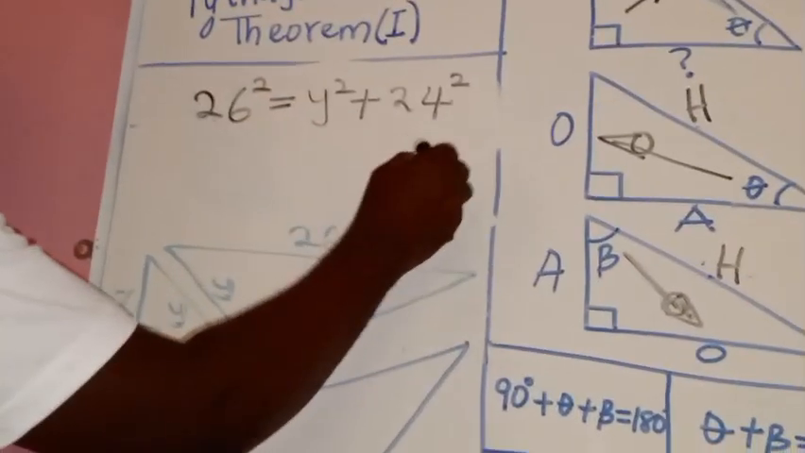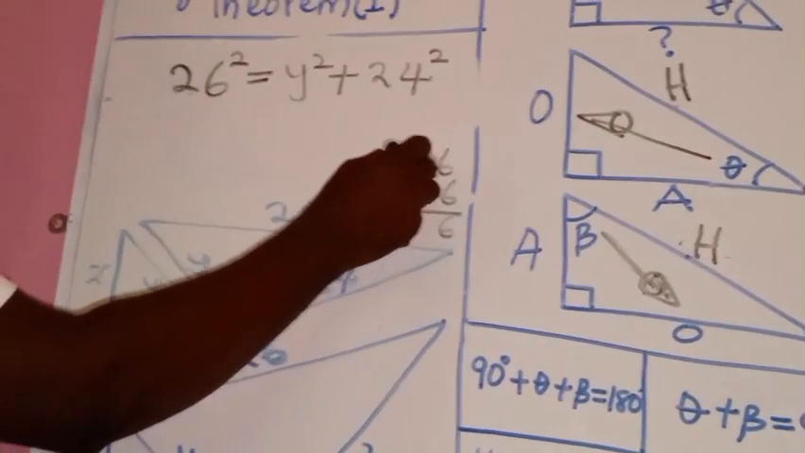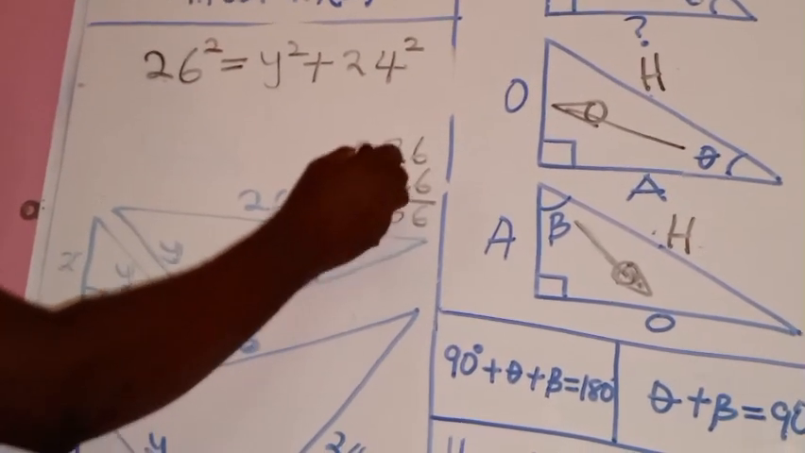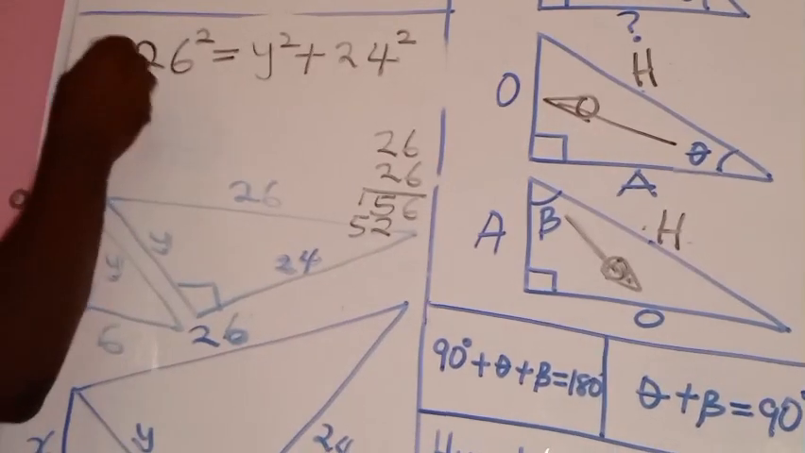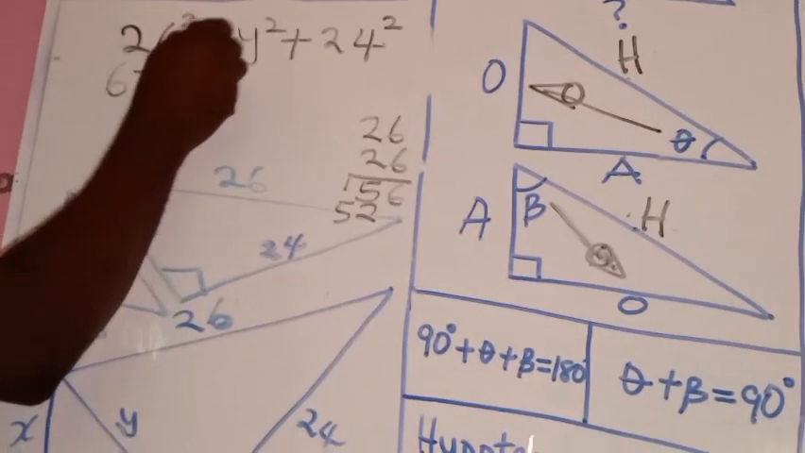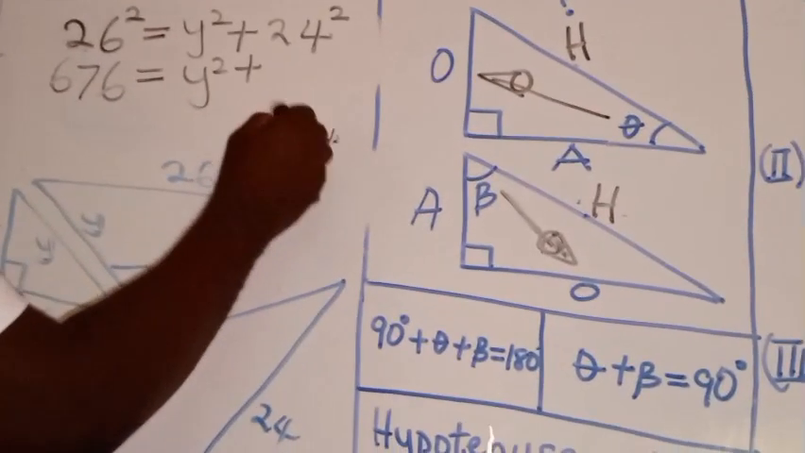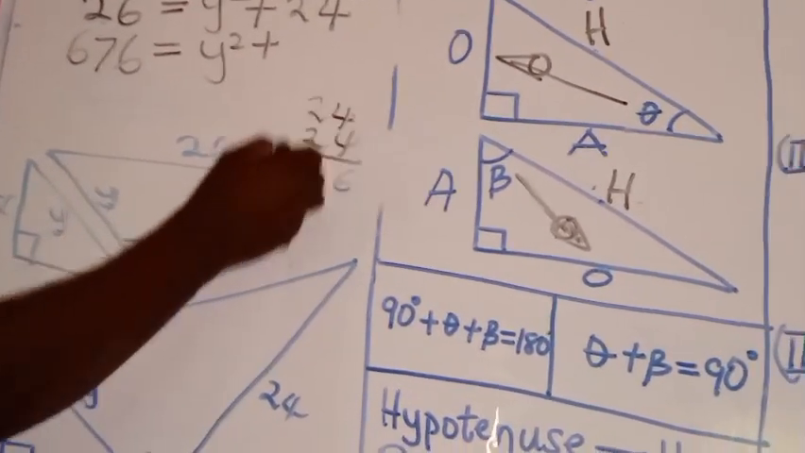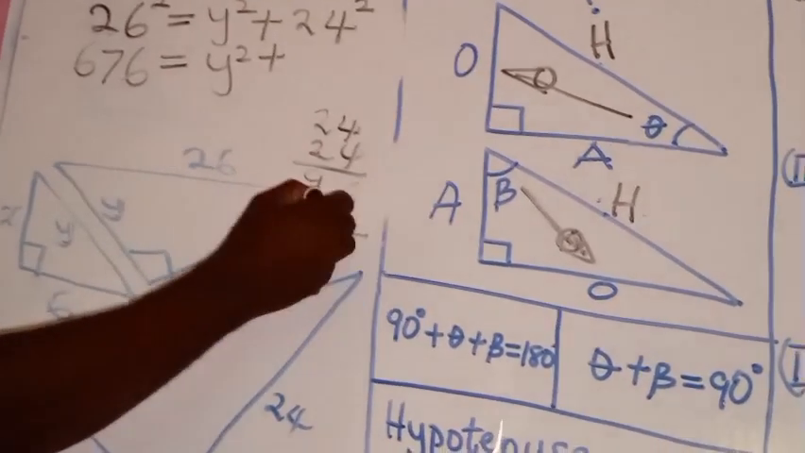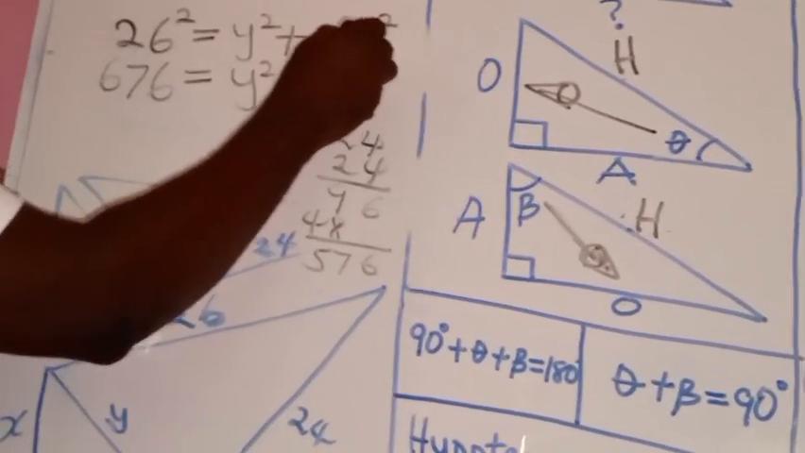So what is 26 times 26? You multiply it out here and you try to get that. That gives 676. Equals y squared plus, what is 24 squared? 24 squared is 24 times 24. 4 times 4 is 16. 2 times 4, 8 plus 1, 9. 2 times 4, 8. 2 times 2, 4. That is 576.